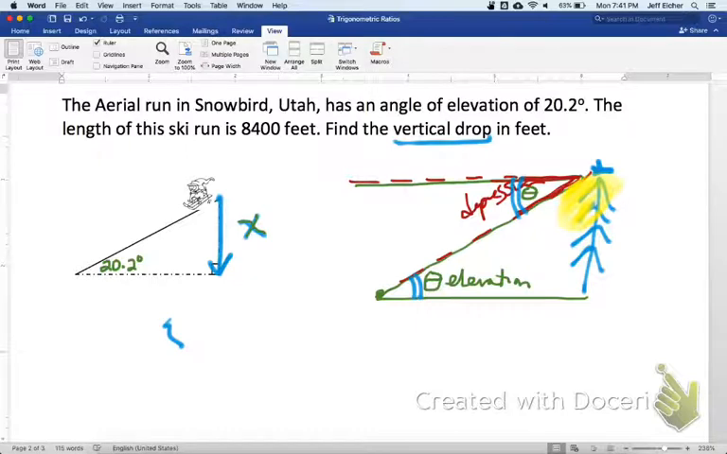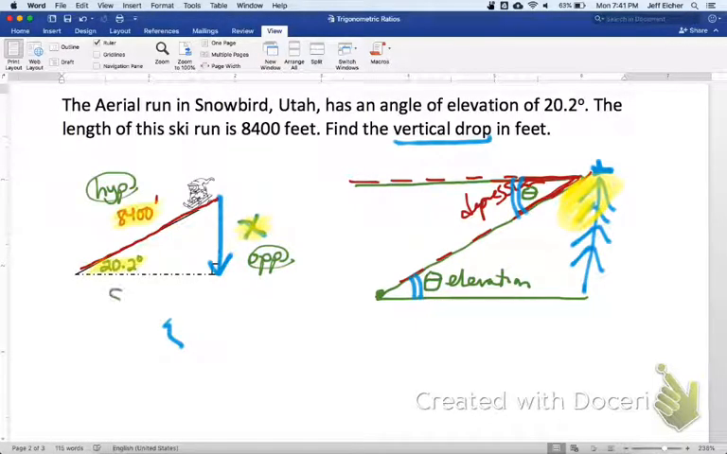The ski run is 8,400 feet. So if this little guy actually skis down, the way that he's skiing is down this. This is the actual length, 8,400 feet. So we would like a trig ratio that relates this angle to this side. This is the opposite side to that angle. And then the 8,400 is the hypotenuse of the right triangle. So we have opposite and we have hypotenuse.